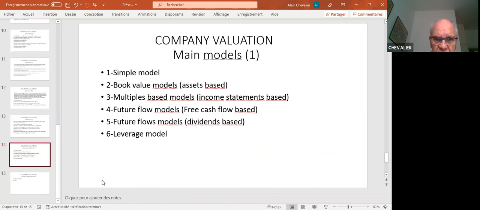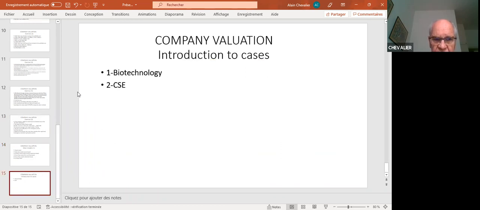And then we come back to the main models, bring you some explanation, and conclude today with a few words on the two cases we use. The first one you know very well already, the biotechnology case, and the second one, which is this new case on the signal, which I will introduce. So this is what we will do.